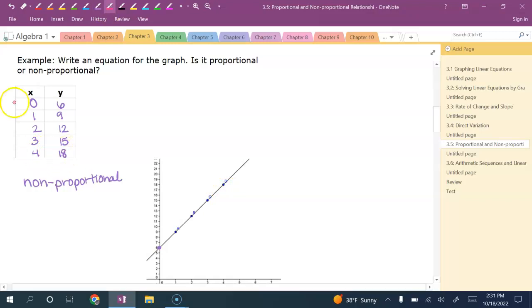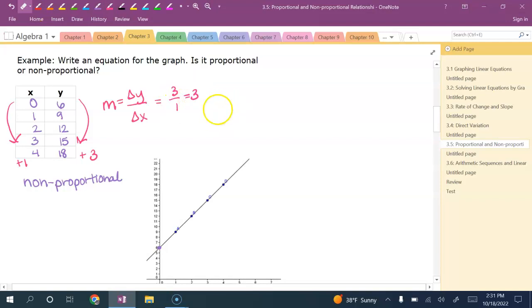So to find your slope, all of these numbers are increasing by 1. All of these numbers are increasing by 3. So my slope would be 3 over 1, or 3, because remember, slope is the change in the y over the change in the x. So that would be 3 over 1, or 3.